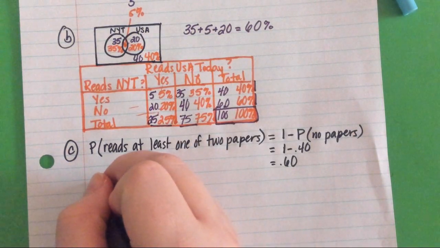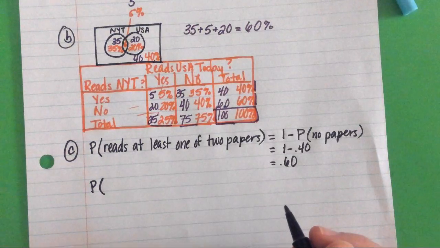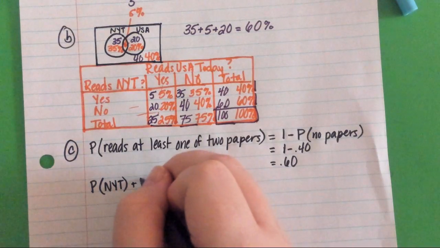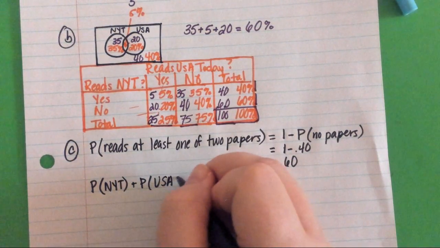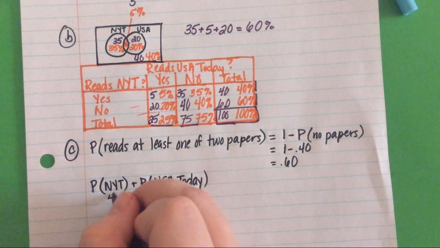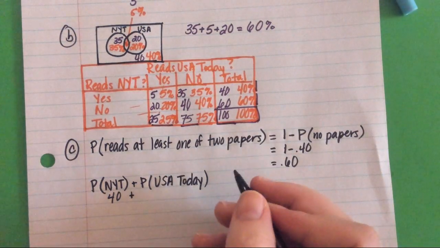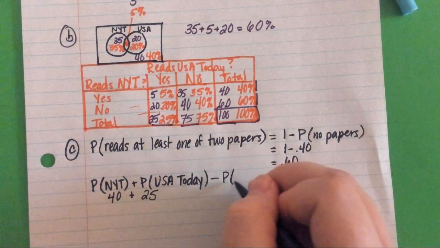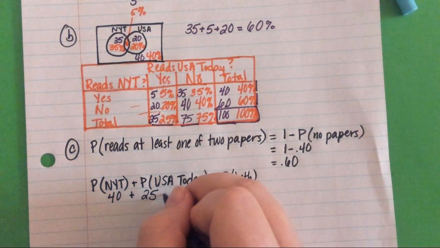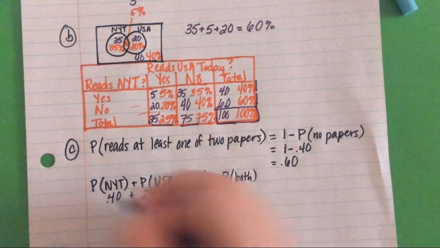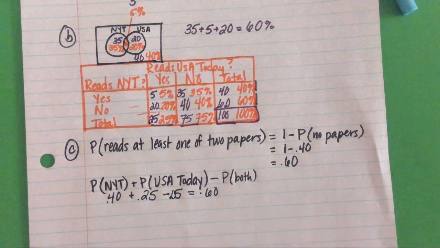Now, if you're like me and I wasn't reading it like that, and I should have, that was much smarter than the way I'm going to do. But I was thinking probability of New York Times plus probability of USA Today. So I did probability of New York Times was 40 total, plus the probability of USA Today was 25 total, and then I had to subtract out the overlap. And that's how I got 60. But again, I'm making my life way too complicated. It would be so much easier to do it her way.